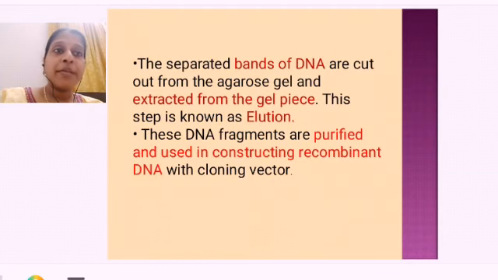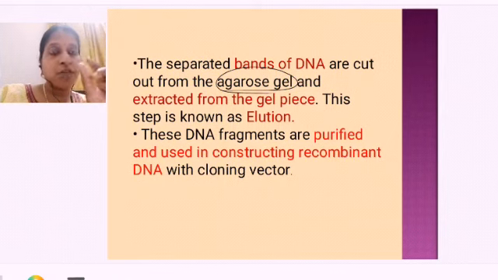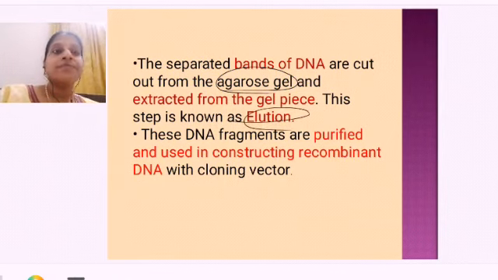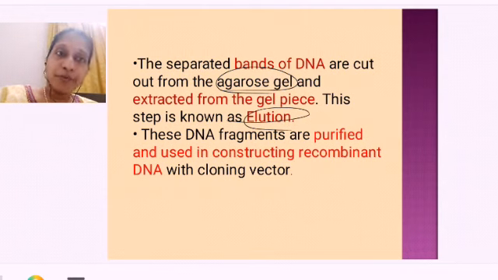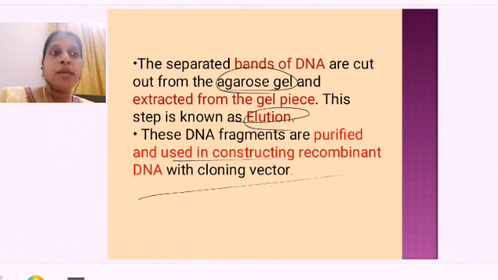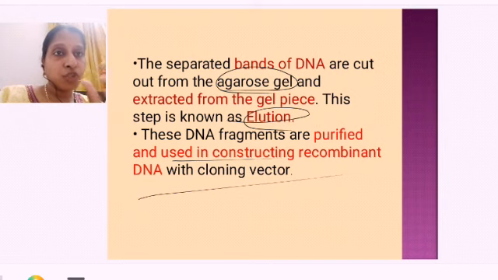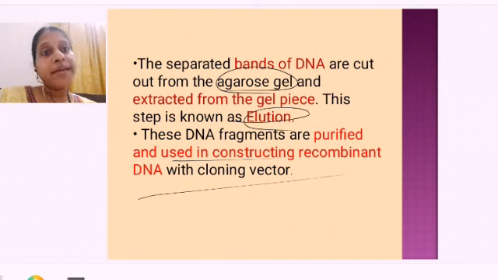Now the separated bands of DNA are cut from the agarose gel; the one which is the gene of interest is taken out. That process we call elution. These DNA fragments are purified and used in constructing recombinant DNA. For recombinant DNA making, along with the foreign DNA, the vector DNA is joined, and we are making the recombinant DNA.